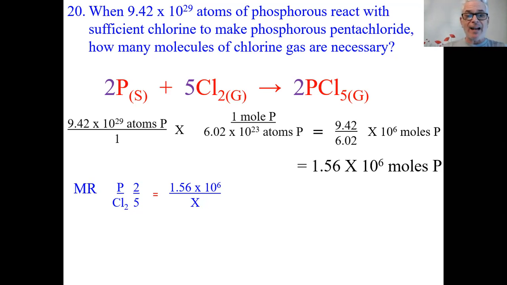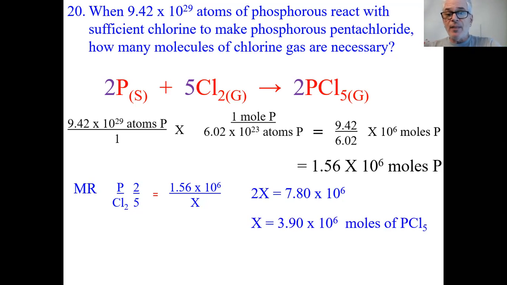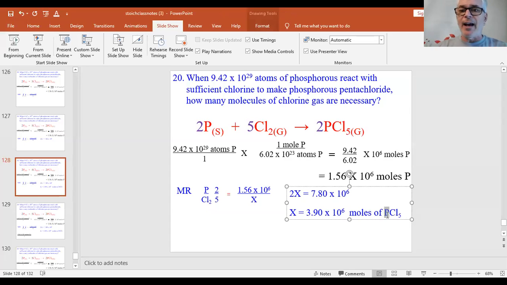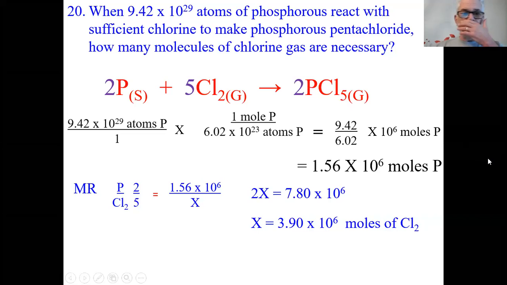Cross multiply, 2X is going to equal 5 times this. 5 times 1.56 is 7.80 times 10 to the 6th. We're going to divide both sides by 2. It's going to equal 3.90 times 10 to the 6th. Uh-oh, looks like we got a little mistake there. I'm going to delete that, and I'm going to turn this into a 2. And I hope that's my only silly mistake, because that means we're going to equal 3.90 times 10 to the 6 moles of chlorine, because it's the mole ratio there, and that's the chlorine.